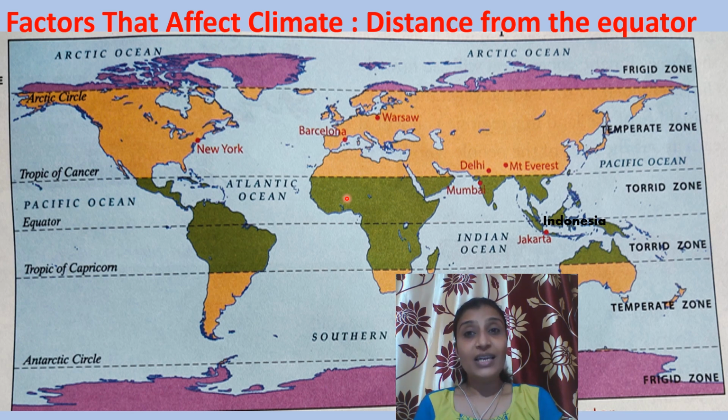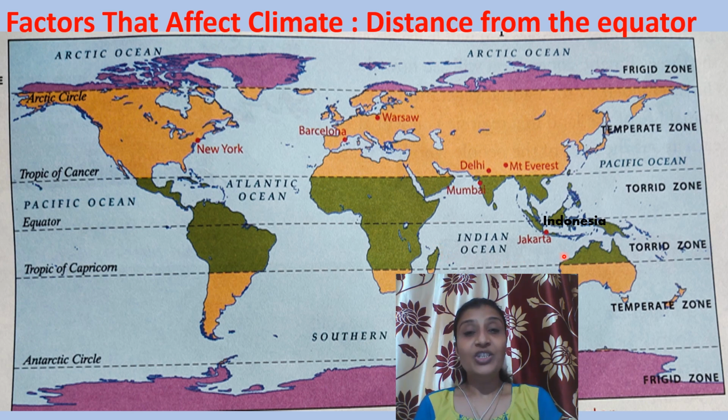If you measure the latitude of Jakarta, it's 6.17 degrees south, and New York is 40.71 degrees north. In the month of December, Jakarta has summer.